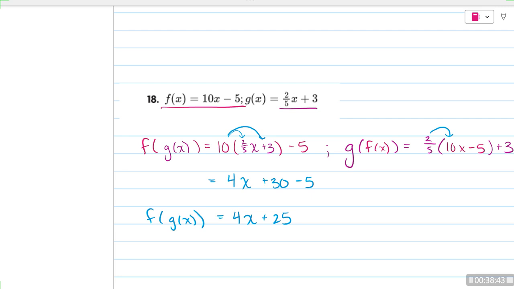Well, we already did 2/5 times 10, so we don't have to redo that, but remember 2 times 10 is 20. 20 divided by 5 is 4, or 10 divided by 5 is 2. 2 times 2 is 4. Here, 5 and 5 cancel each other out. Those reduce to 1, so I'm just left with 2. You could also do 2 times negative 5 is negative 10, divided by 5 is negative 2. So we end up with 4x plus 1. Okay, that's g of f of x.